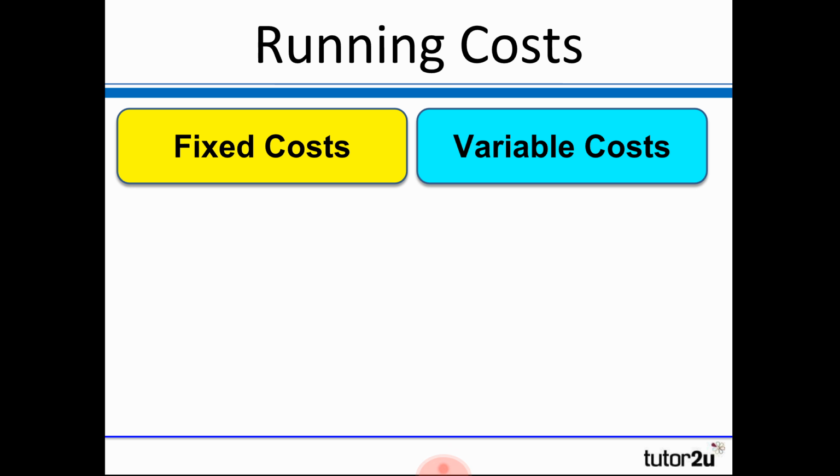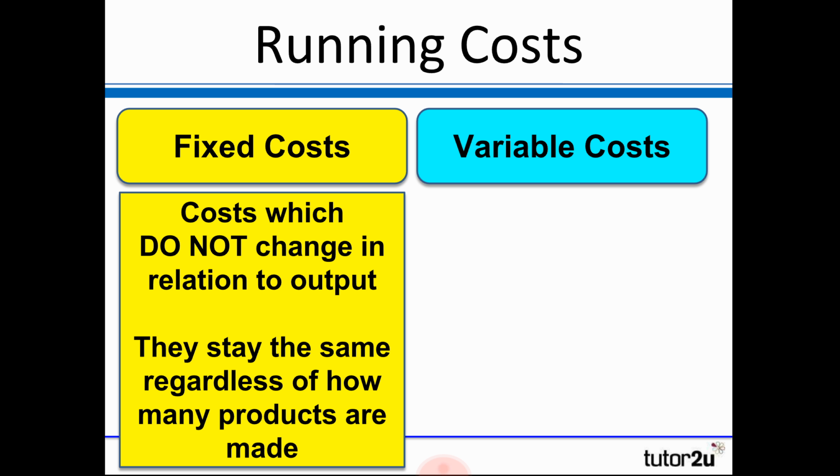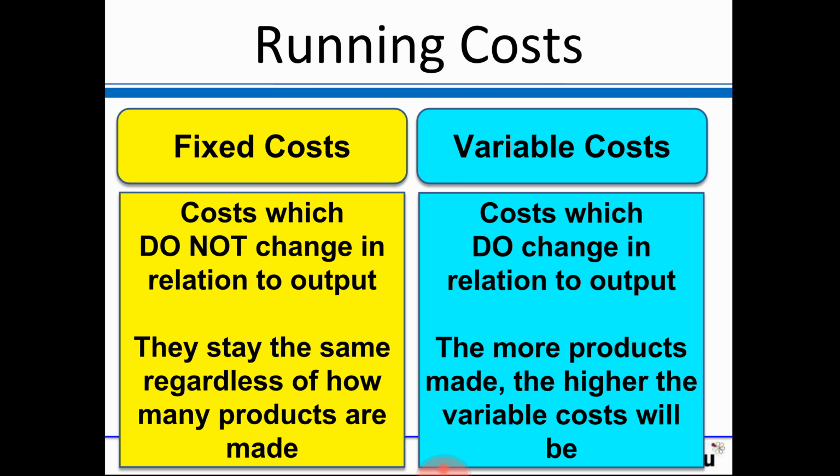Now, running costs come in two varieties. There are fixed costs and variable costs. Fixed costs do not change in relation to output. And output means the number of products being made. So fixed costs stay the same regardless of how many products are made. On the other hand, variable costs are costs that do change in relation to output. The more products made, the higher the variable costs will be.